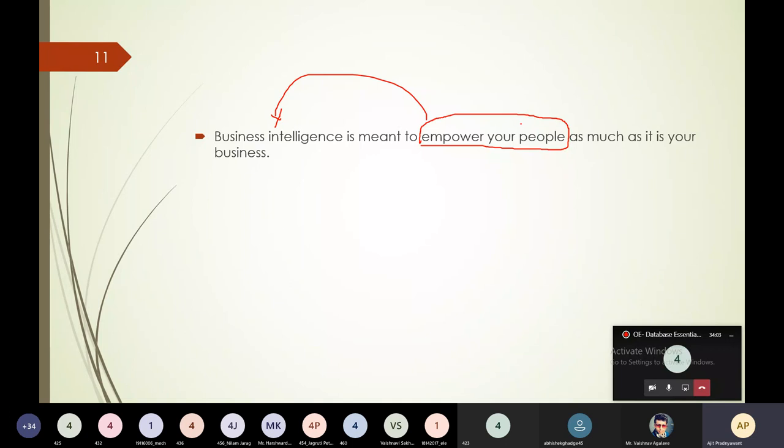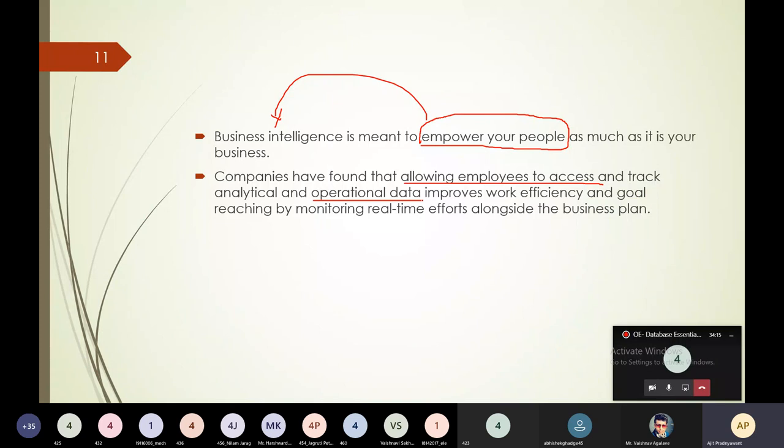Companies have found that allowing people to access and track analytical and operational data improves work efficiency and goal reaching by monitoring real-time effort alongside the business plan. Once an employee gets the correct data in front of them, they can work efficiently and achieve the goals by monitoring real-time efforts along with the business plan.